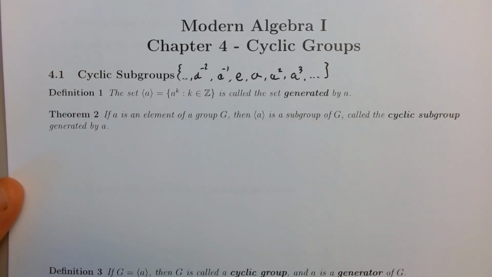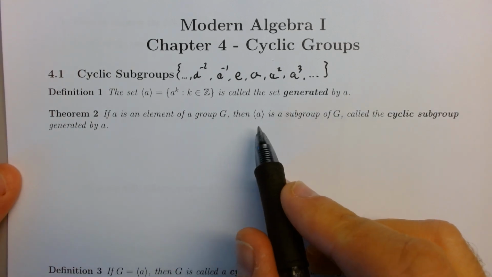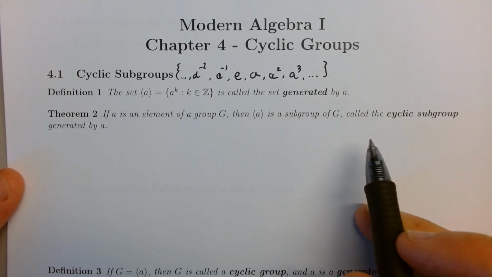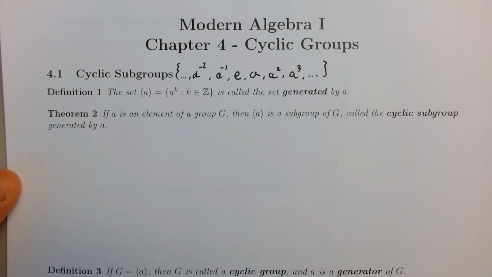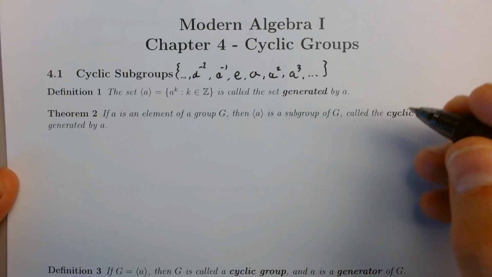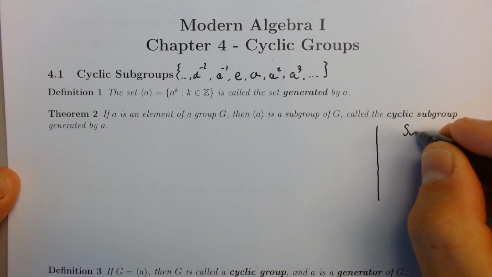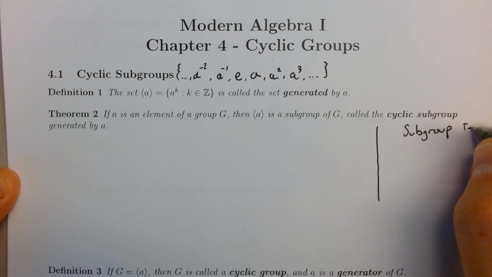So our first theorem here is that if a is an element of a group G, then the set generated by a is a subgroup of G, and we'll call that the cyclic subgroup generated by a. Okay, so last time, at the end of chapter 3, we talked about the subgroup test, so let's remind ourselves of what that was. I'll just briefly recall it.